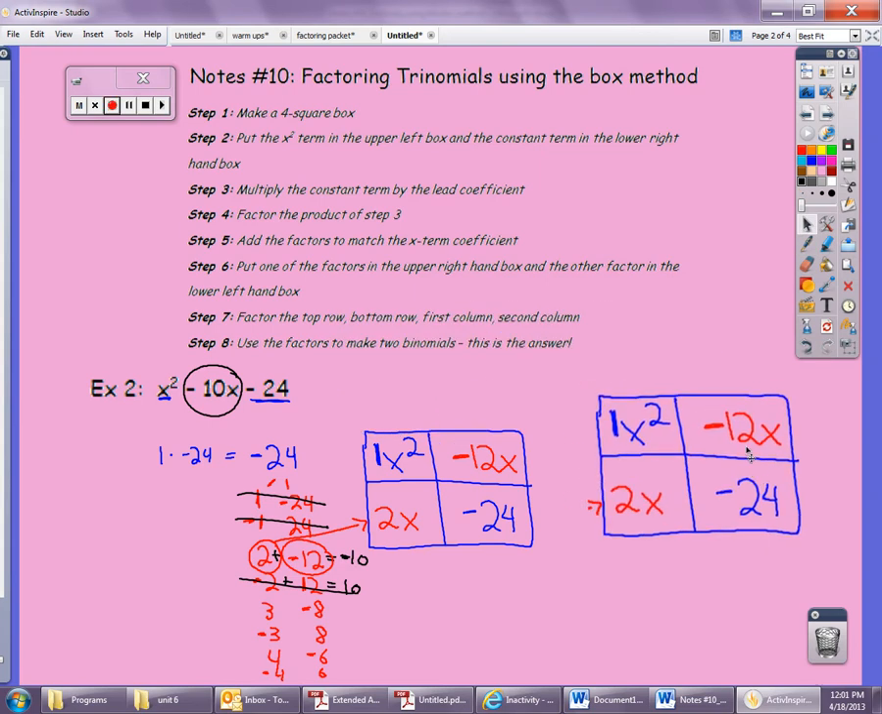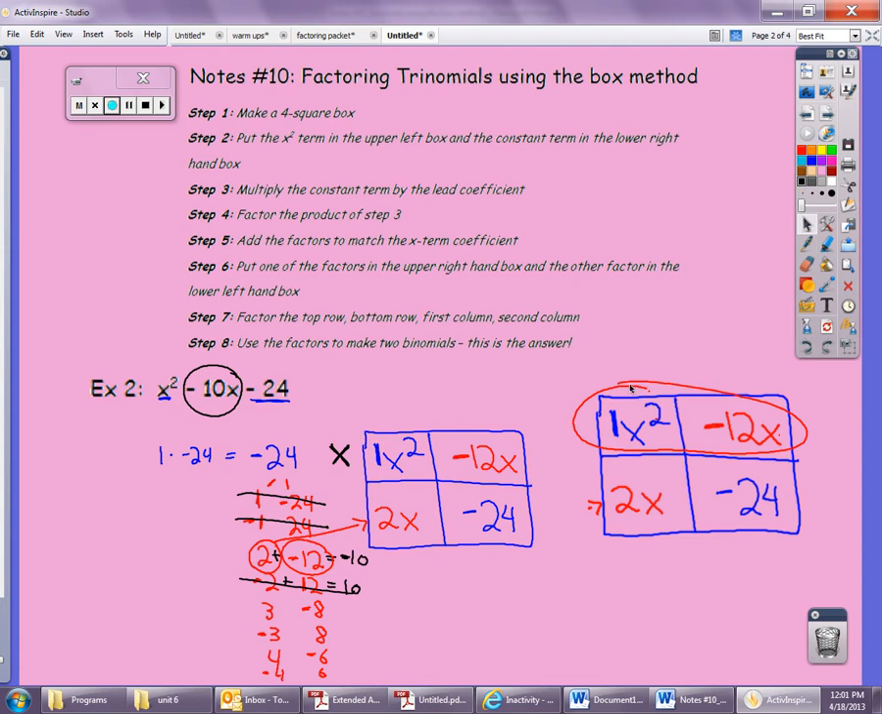So I want to look at the common factor between these two numbers. Well, what do x squared and negative 12x have in common? They both have an x. So I'm going to pull out an x. That's what they both have in common.